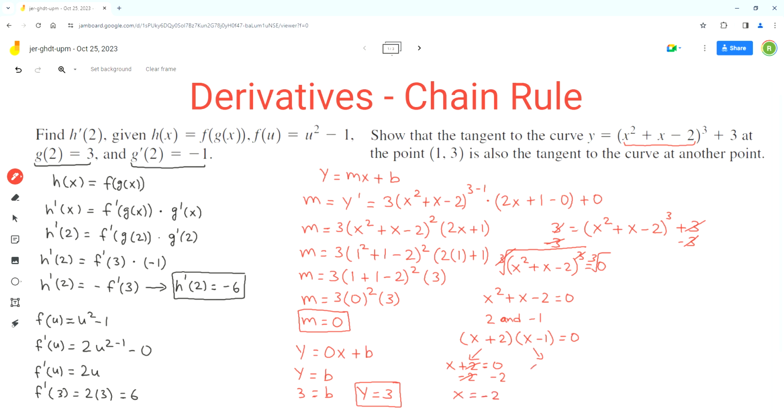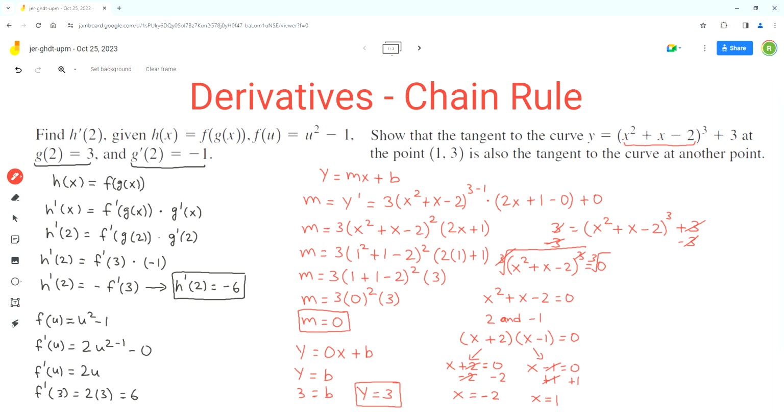And from the other case, we get x minus 1 equals 0. And we isolate x by adding 1 to both sides. So the ones on the left side cancel each other out. So we get x equals 1. So we got two x values at which the curve touches this tangent line.